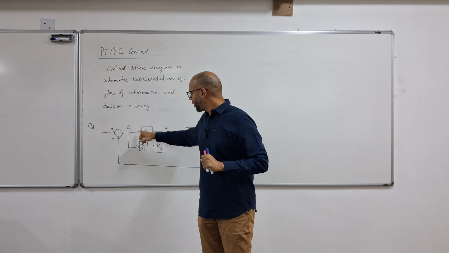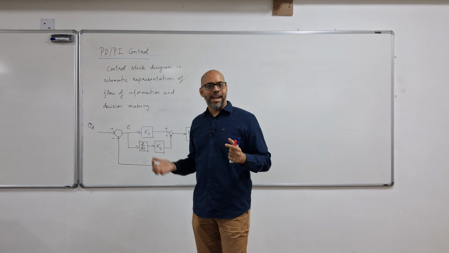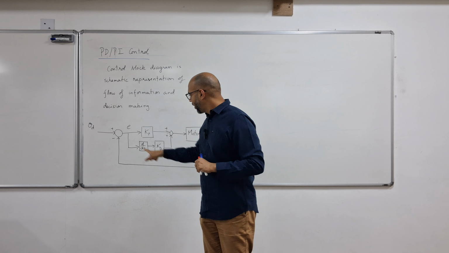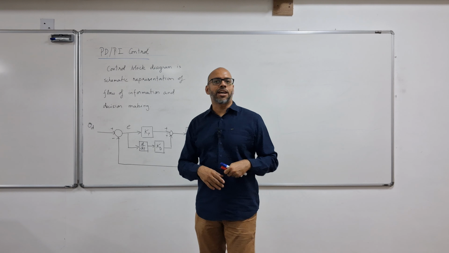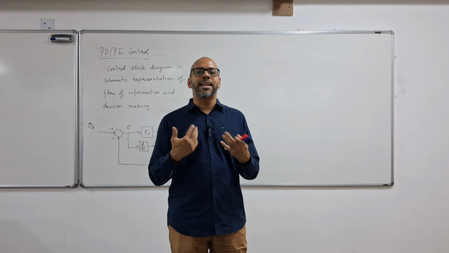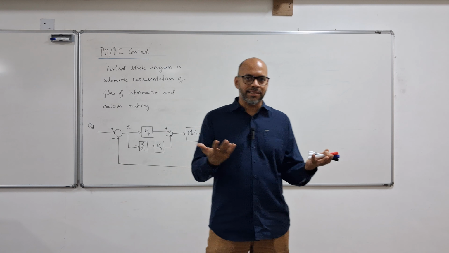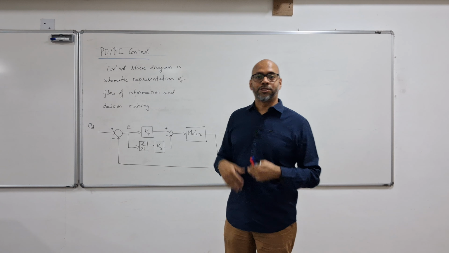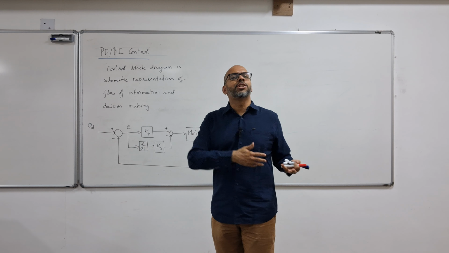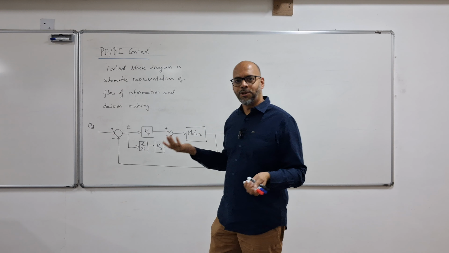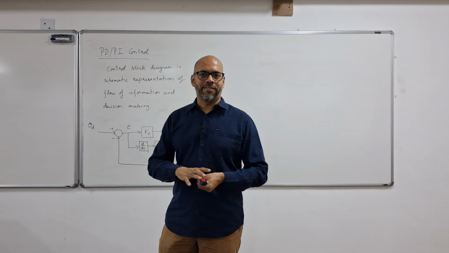First piece of information is how bad the error is, and take some corrective action based on that. The second piece of information is how rapidly is the error changing. Is it increasing at a rapid pace? Then you need to take a stronger corrective action, and if it's not increasing at a rapid pace, maybe you don't need such a strong corrective action.